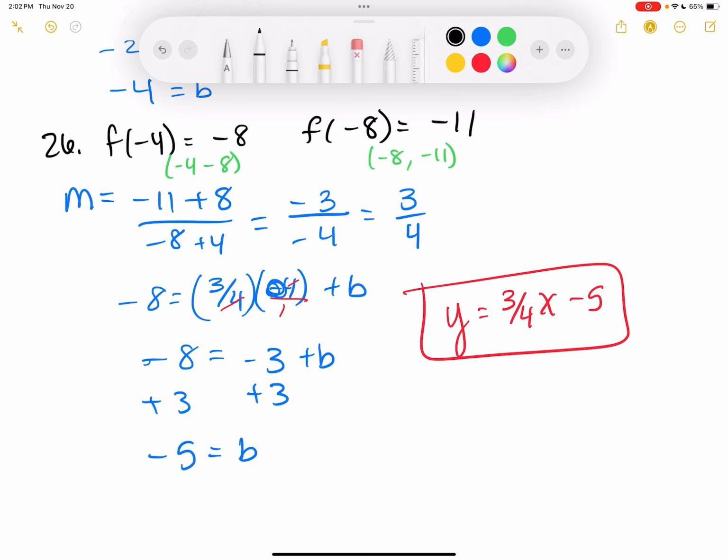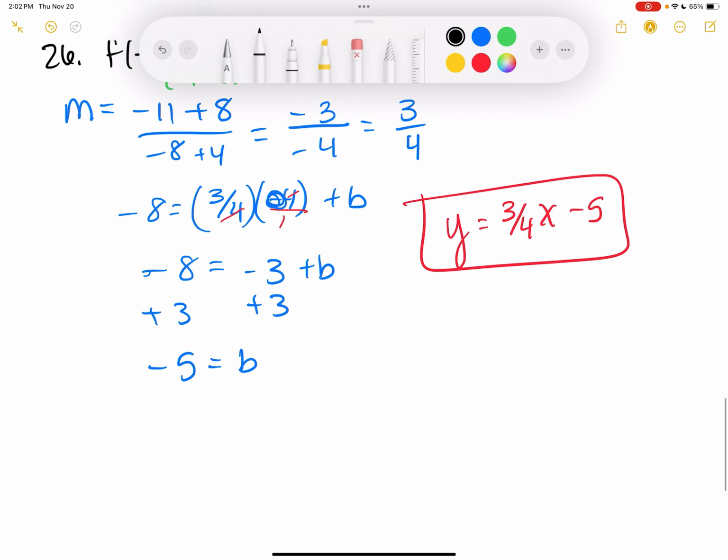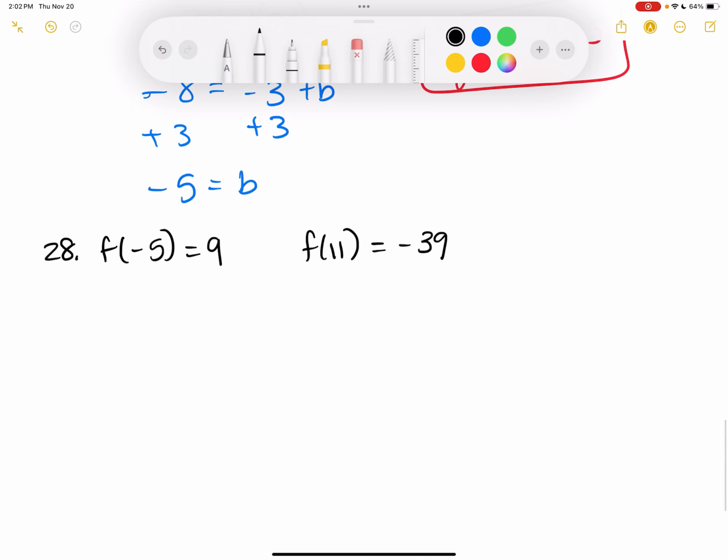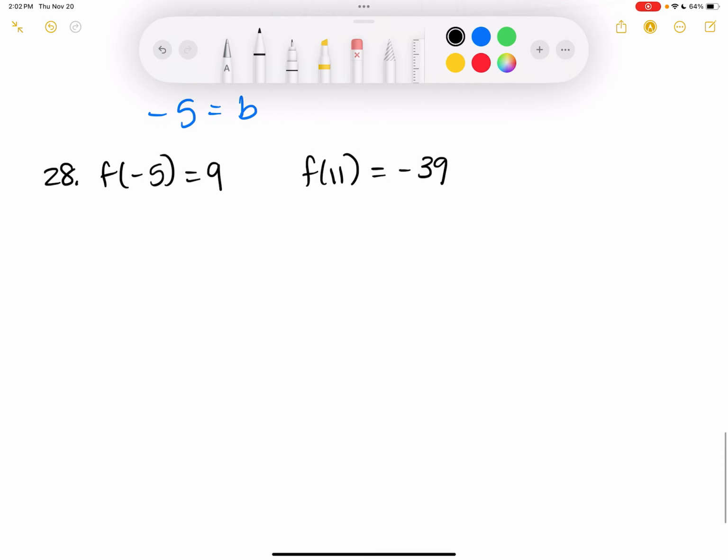Not too bad. All right, one more. Do it on your own, and then we'll go over it. If we don't have any questions, we will move along to homework. F of -5 equals 9, and f of 11 equals -39. Had to give us the hardest one. Usually the farther in the section you go, the harder they get. But it comes out to nice even numbers.